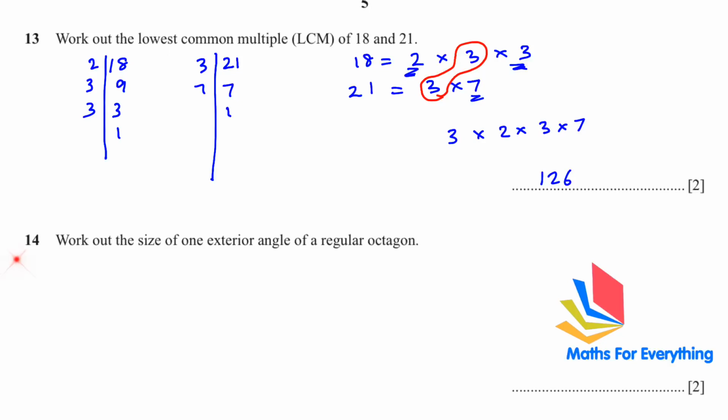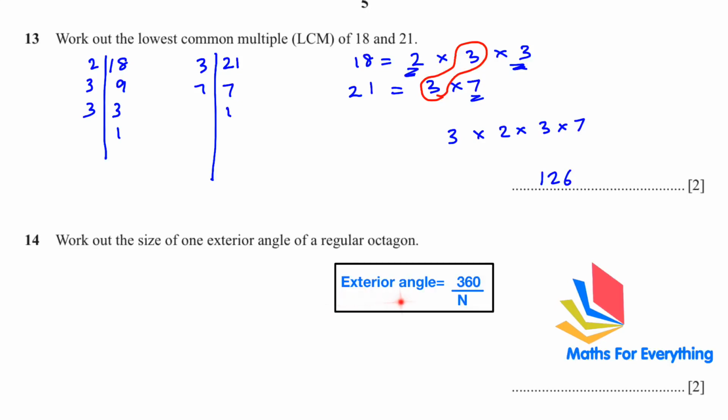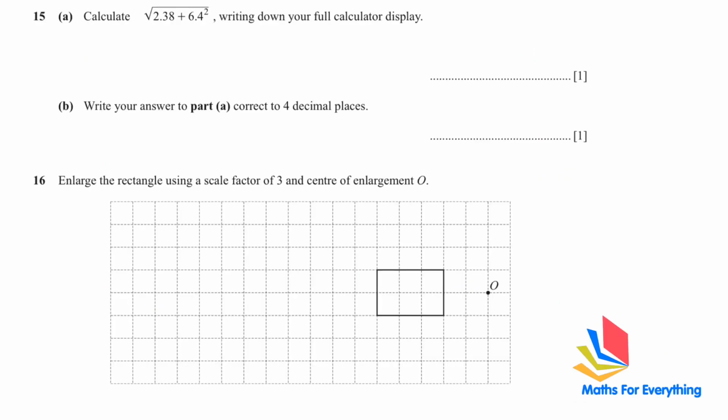Next, work out the size of one exterior angle of a regular octagon. For this, you need to know the formula. Exterior angle is equal to 360 divided by n. N is the number of sides. Octagon, I hope you know, has 8 sides. So to find the exterior angle, we are going to divide 360 by 8, and this will give us 45 degrees.